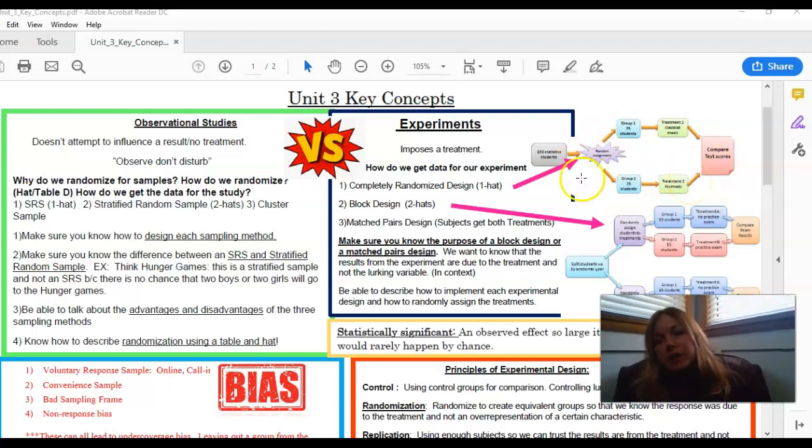Now, while you're describing a simple random sample, a completely randomized design, it's really important to talk about who your subjects are, how they randomly get there using the hat method, what the treatments are, and then what you are going to actually measure. I'm going to look at the average test scores, okay? All right, so that's your completely randomized design. Let's talk about the block design.